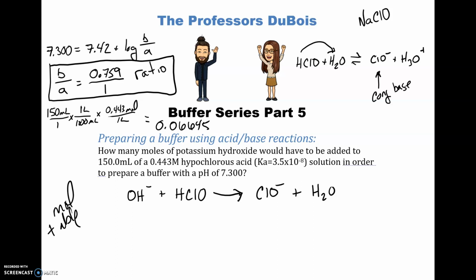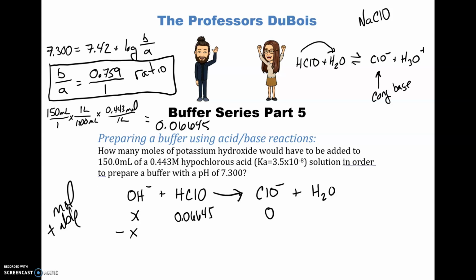And that's how much acid we have. That's how much we're starting with: 0.06645. Now we're going to add some amount of base to produce our conjugate, but we don't really know how much. So we're just going to call that X. And we're starting out with no conjugate base in this scenario.